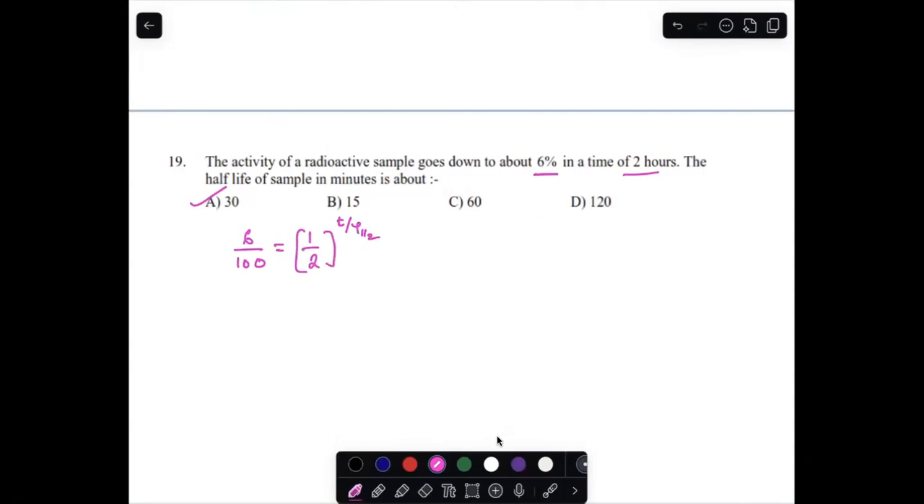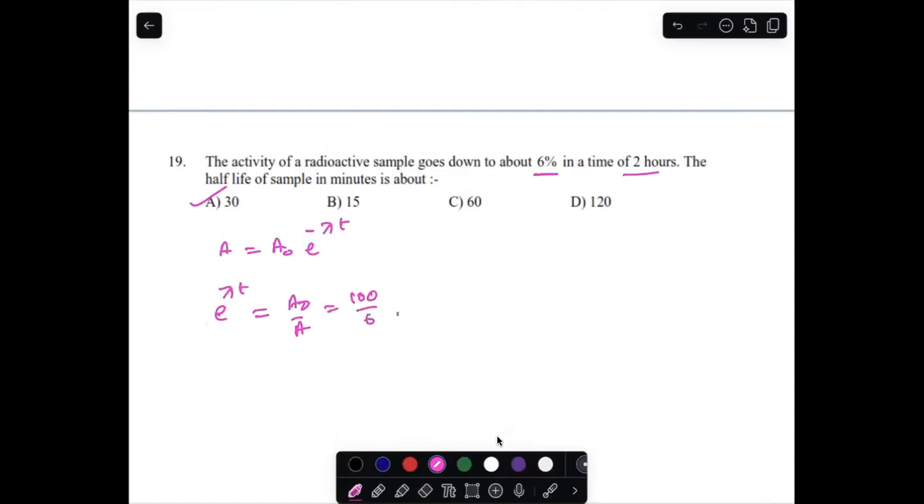The activity of a radioactive sample goes down to about 6% in a time of 2 hours. Right. So what I can do is 2 to the power of t by half life. This is one way of solving. Let me choose the other way. What is the other way? A is equal to A naught e to the power of minus lambda t. e to the power lambda t is equal to A naught by A, which is 100 by 6.